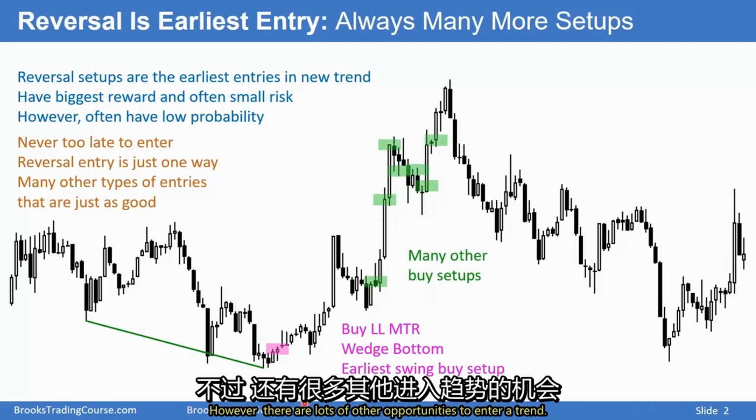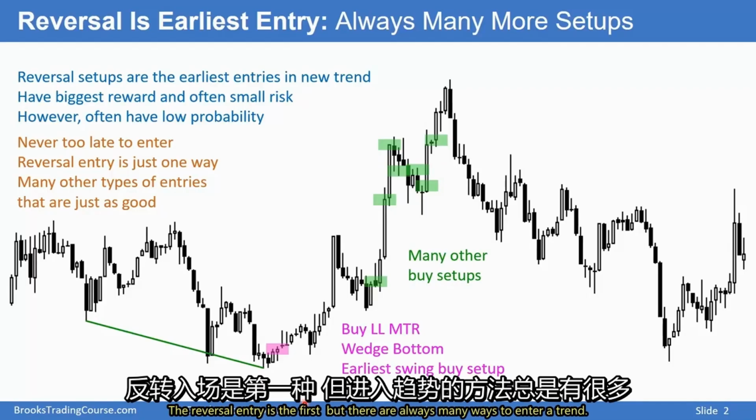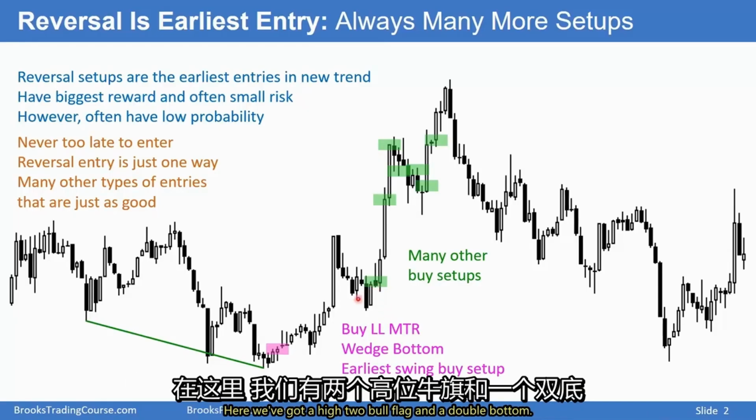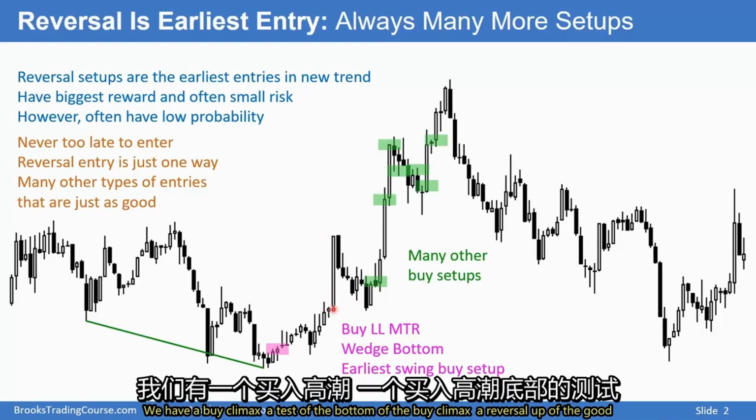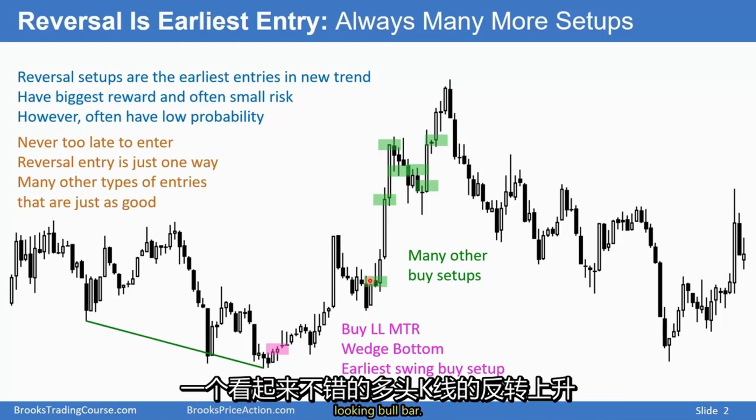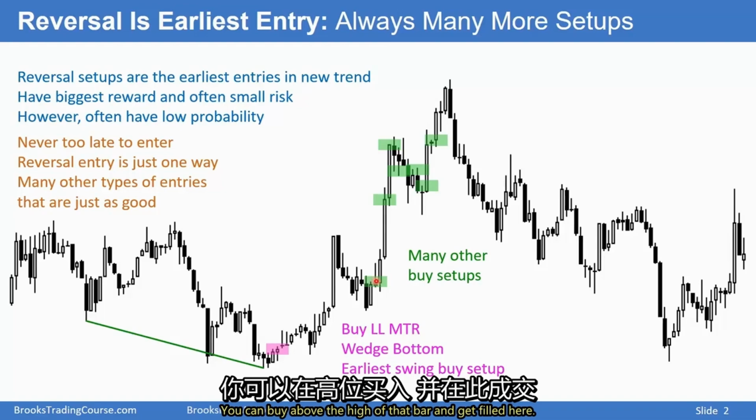However, there are lots of other opportunities to enter a trend. The reversal entry is the first, but there are always many ways to enter a trend. Here we got a high 2 bull flag and a double bottom. We have a buy climax, a test of the bottom of the buy climax, a reversal up with a good-looking bull bar. You can buy above the high of that bar and get filled here.